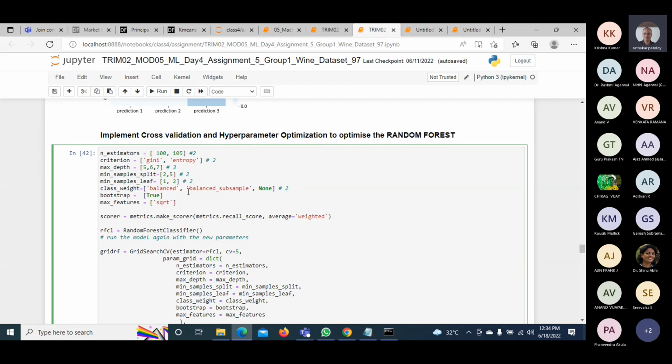Right. So the number of estimators that you're trying, in my view, are slightly limited actually. So you should go ahead and give it a more try.